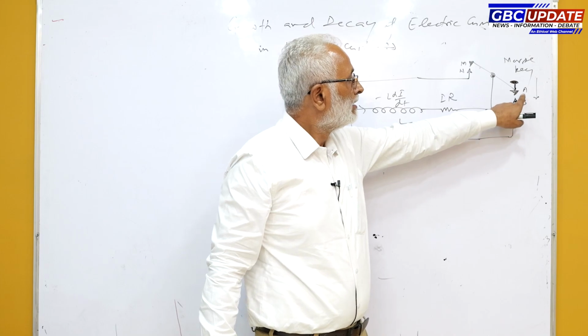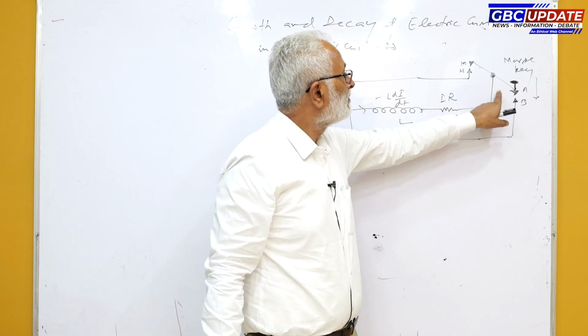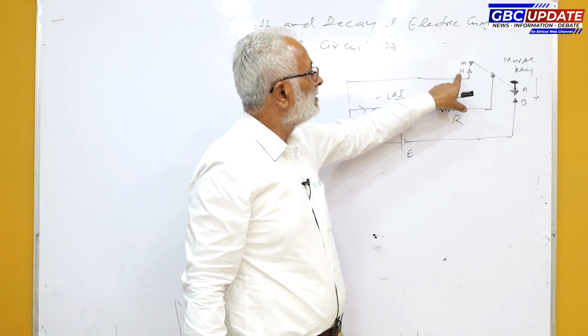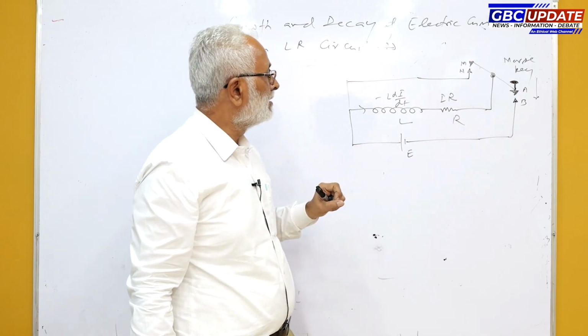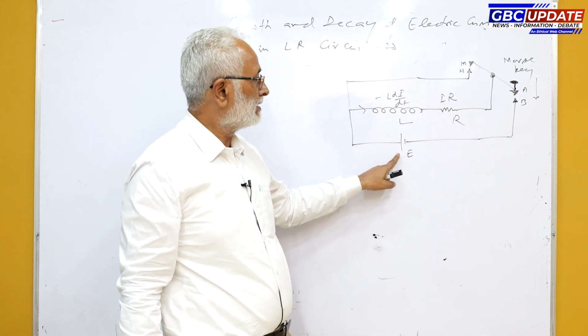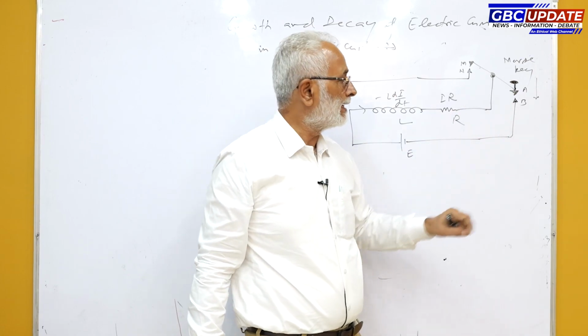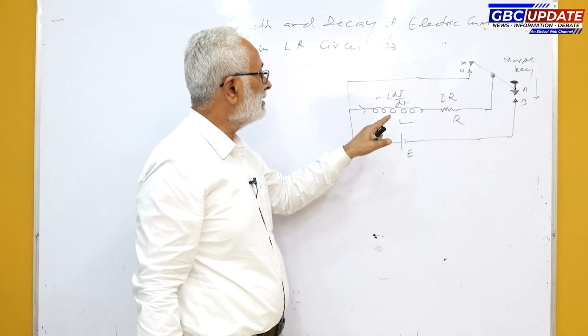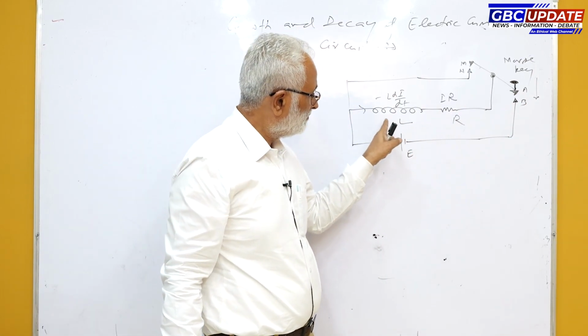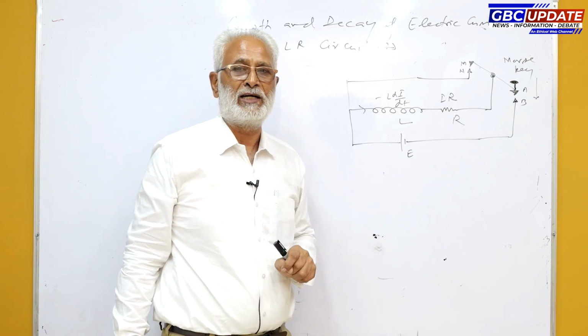the Morse key. When we release it, now the points M and N will be shorted with each other and battery is disconnected. Now at the time of releasing this Morse key, electric current already flowing through the LR circuit is maximum.